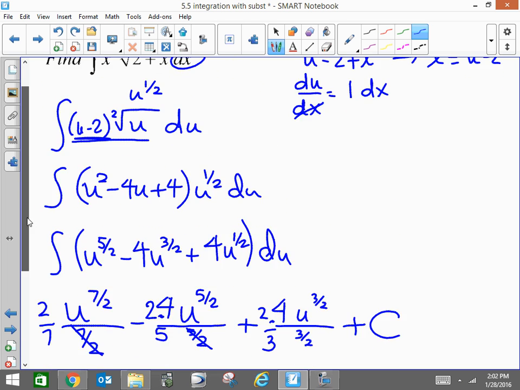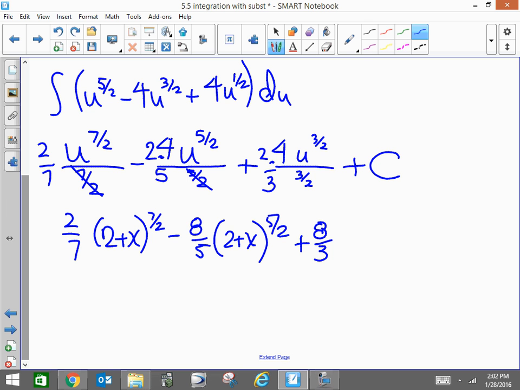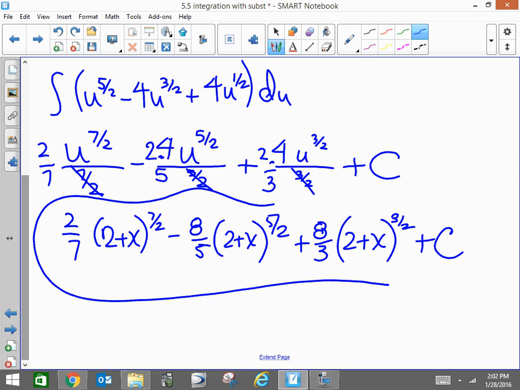U, remember, what's 2 plus x? So (2 plus x) to the 7 halves minus 8/5 (2 plus x) to the 5 halves plus 8/3 (2 plus x) to the 3 halves plus C. Okay. That's a lot of shift here.